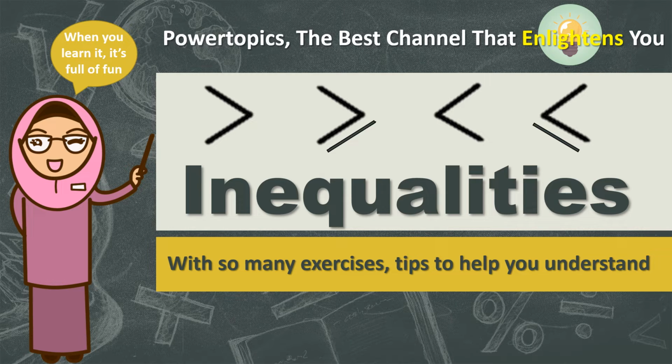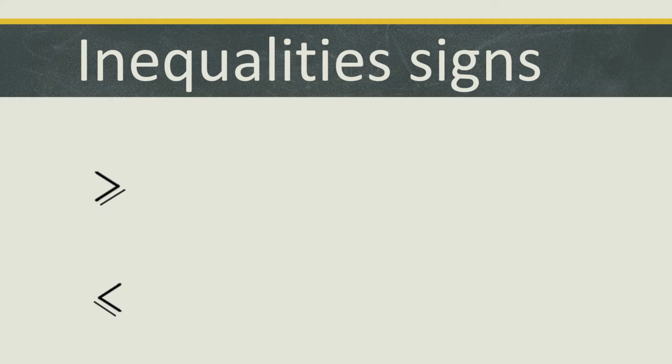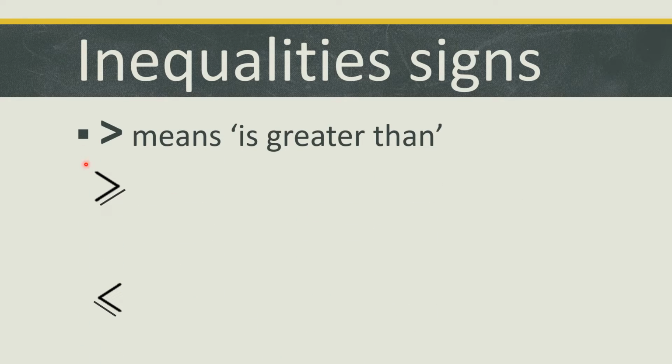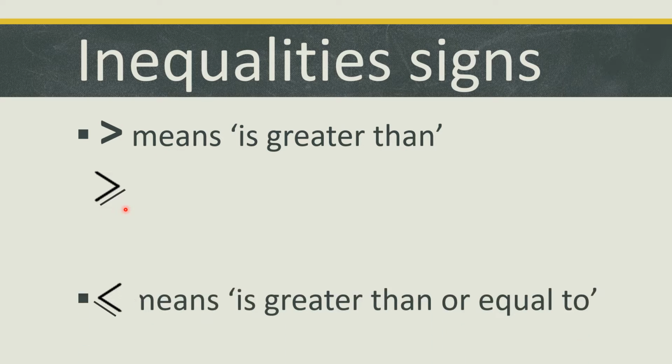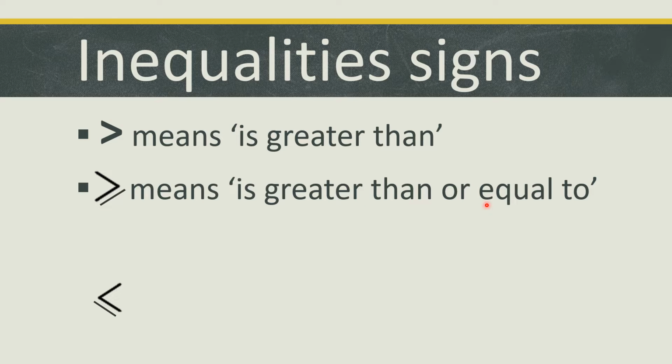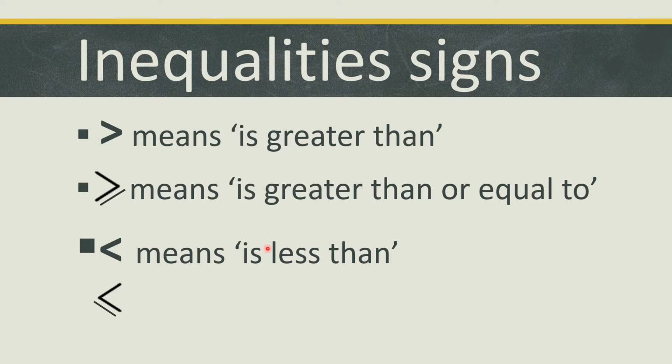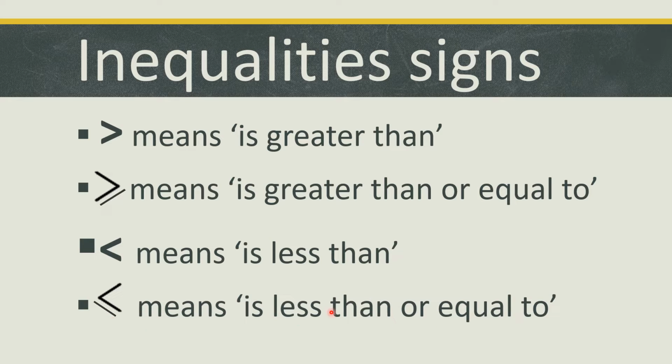Inequalities. These are the inequality signs. This sign means is greater than, and this sign means is greater than or equal to. The only difference here is this diagonal line, which means equal to. This sign means is less than, and this sign means is less than or equal to.